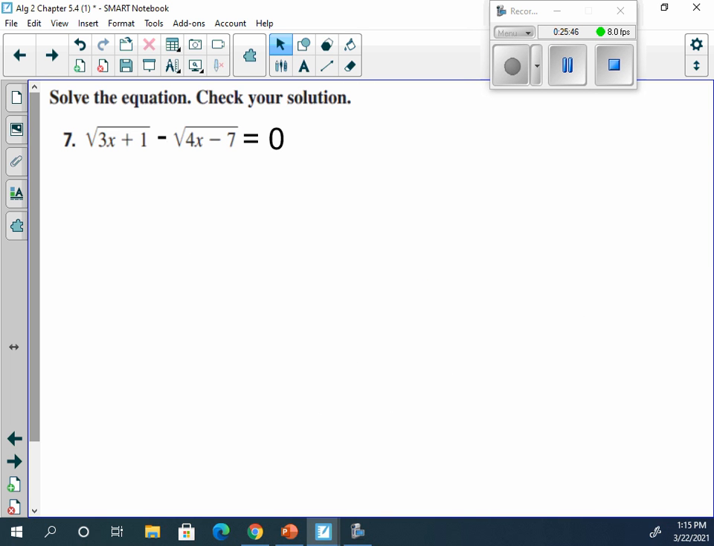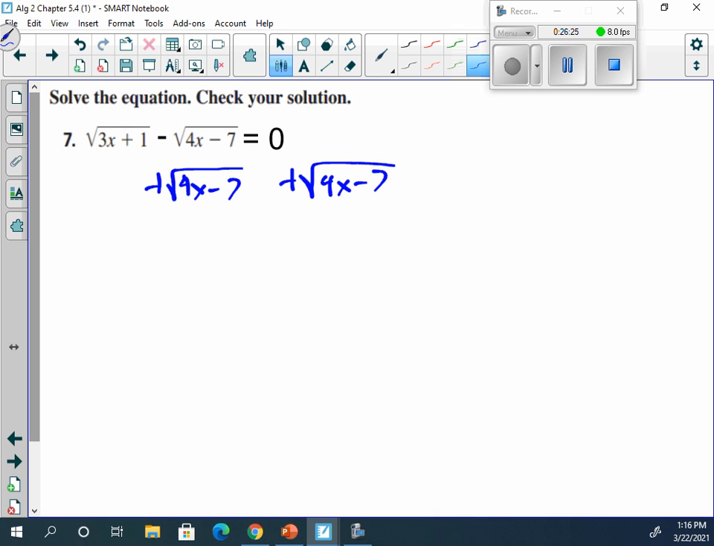Okay, well, looking at this here, we do have two radicals, but they're both on the same side of the equal sign. So what do I need to do here so that we can solve? They need to be on opposite sides of the equal sign, because anytime we have two radicals, we need them on opposite sides. No matter what else is with the equation, we want these radicals split. So what I could do is add the square root of 4x minus 7 to both sides. I can add that whole term to both sides.